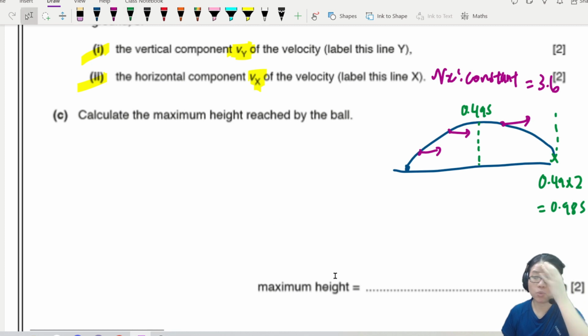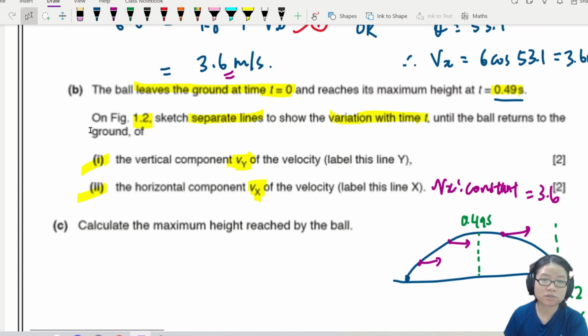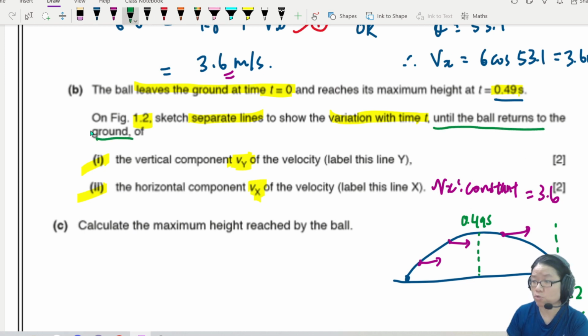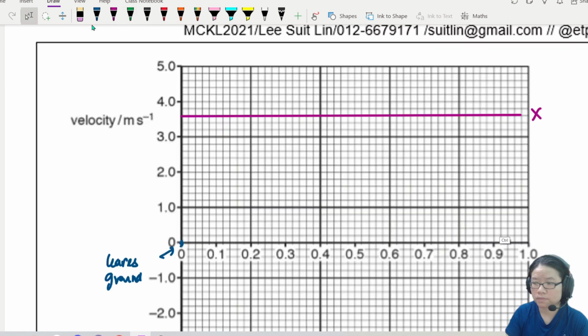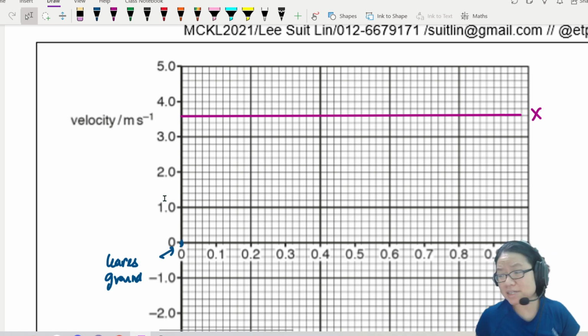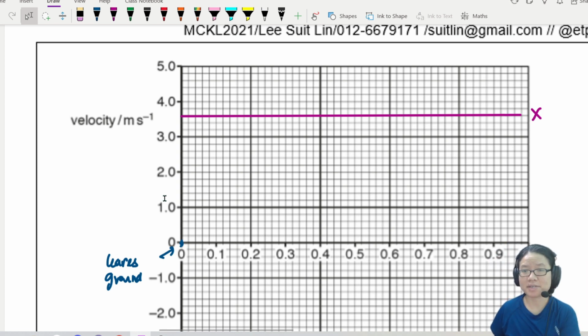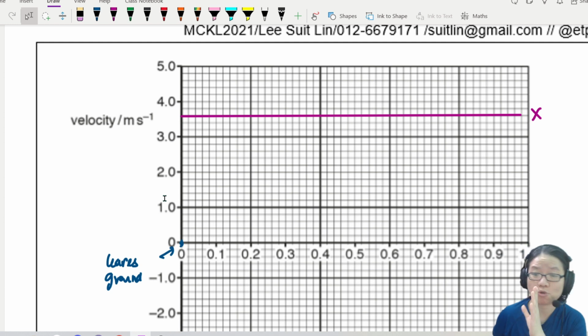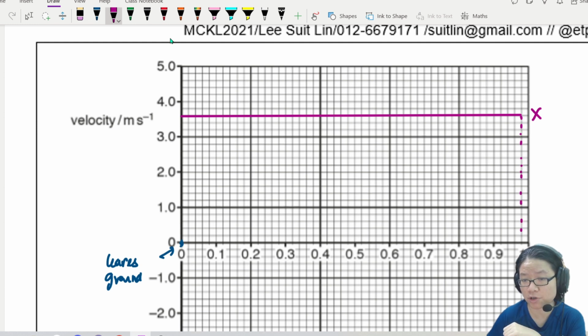So the ball will only be in the air until it hits the ground, because this is where you want to stop, until the ball returns to the ground. So we need to stop drawing at 0.98. I know what you're thinking. You're thinking, teacher, this 0.98 is only one box there. Does it matter? Well, it does. It's stated in the mark scheme clearly that you should stop at 0.98. Okay, so make sure you stop at 0.98, because you have enough information to sketch an accurate graph.